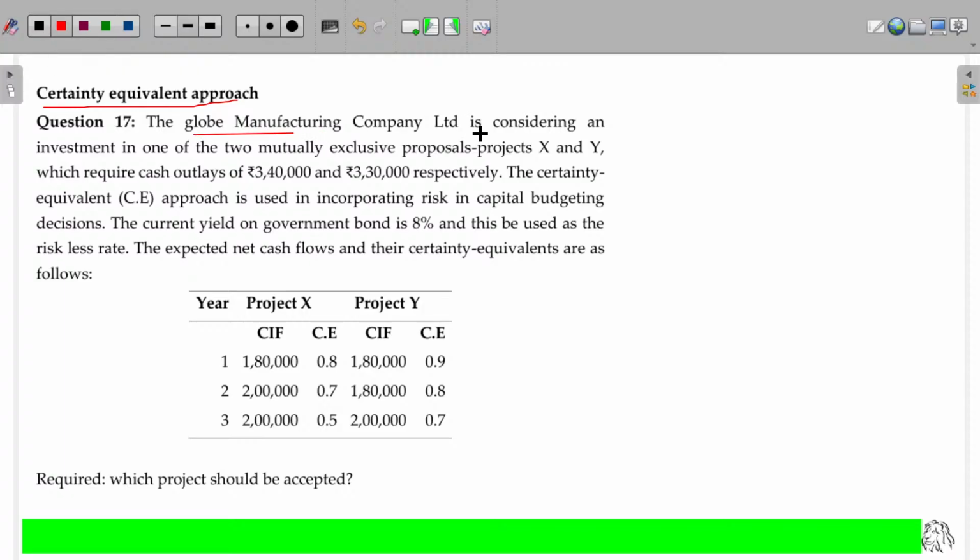The Globe Manufacturing Company Limited is considering an investment in one of the two mutually exclusive proposals, Project X and Y, which require cash outlay of 340 and 330. Project X has outlay of rupees 340, Y has outlay of 330. Certainty equivalent approach is used. What's that? CE approach is used for incorporating risk in capital budgeting.